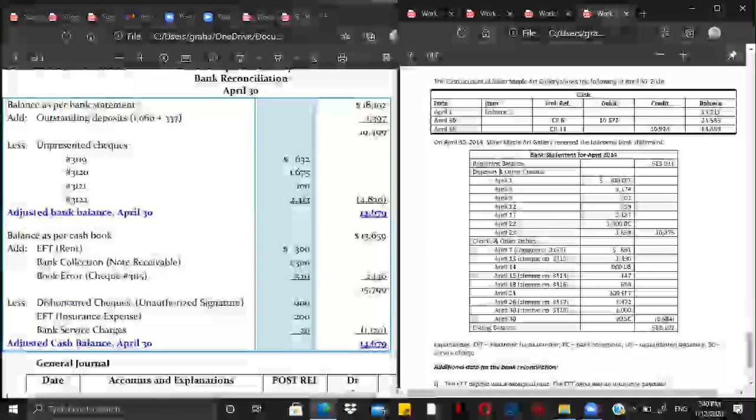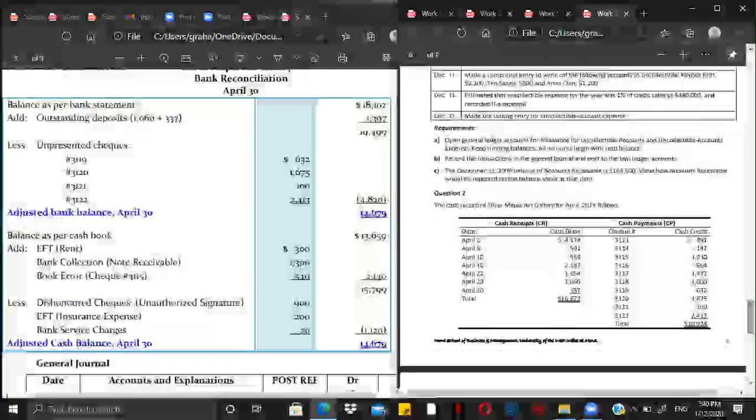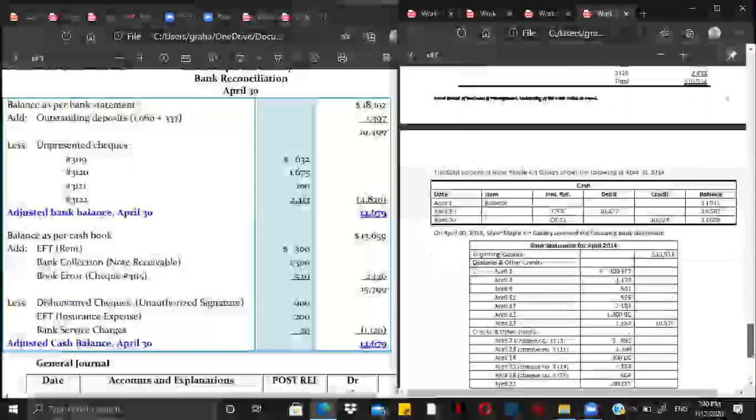Right. So we have to add this receivable back to our cash book balance because it wasn't there, and it's obvious that we got it because it's in our deposits on our bank statement. So that is why we add it back to the cash book balance. The last one now was a book error.